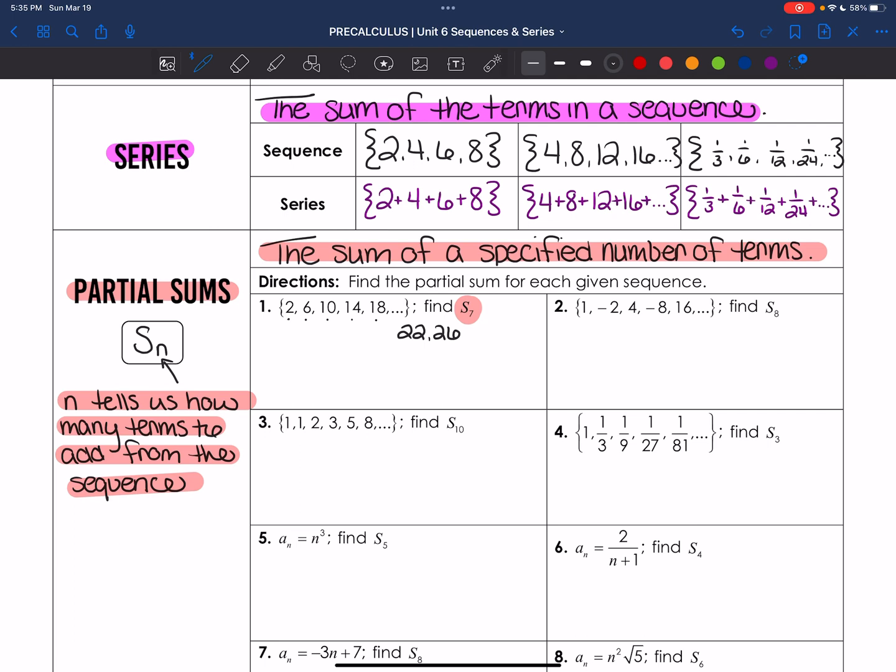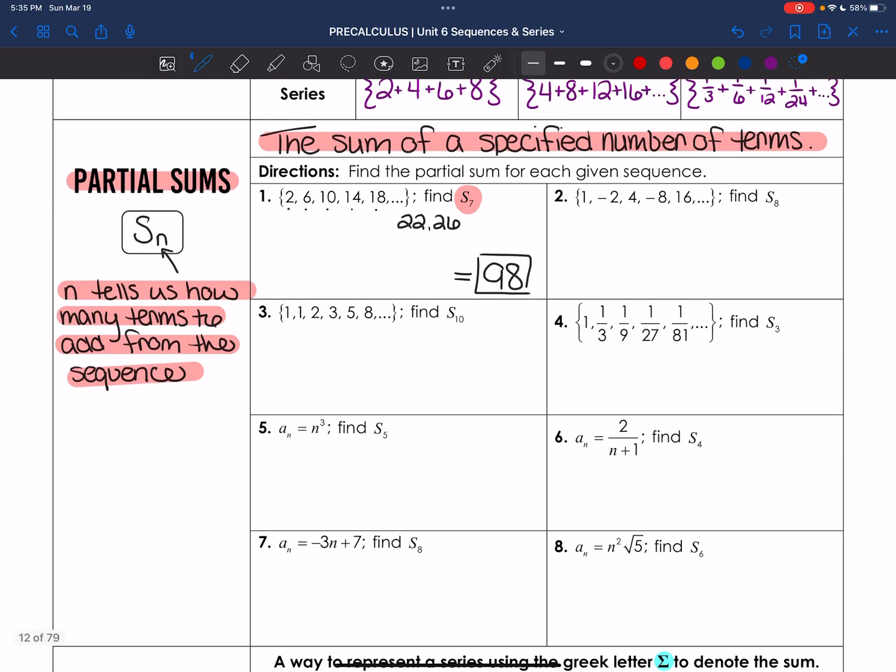And so let's go ahead and see, what is that? Grab a calculator, add those together. What is this partial sum? Yeah, that would be 98. 98 is our partial sum for this sequence.